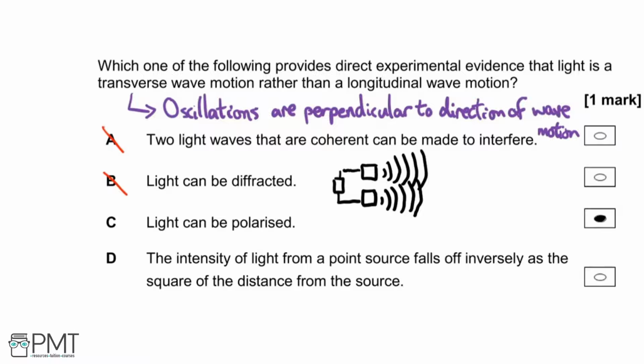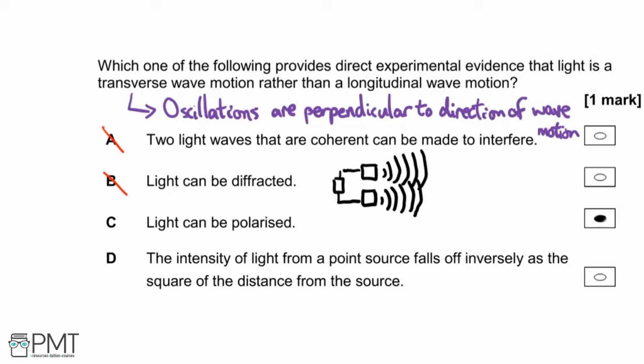Now, just a quick note on why D would be incorrect. The intensity of light from a point source falls off inversely as the square of the distance from the source. Well, that's just the inverse square law, but described in more detail, and that will apply to any wave. The same would apply for sound.